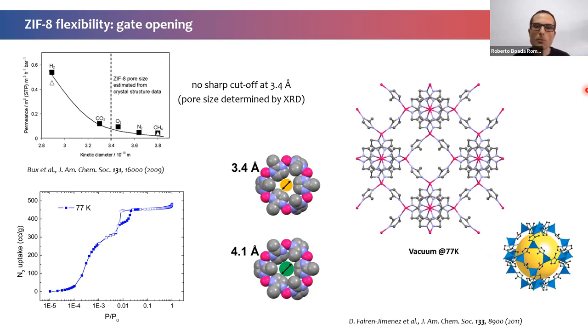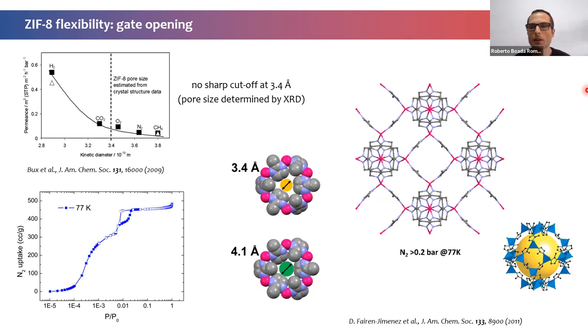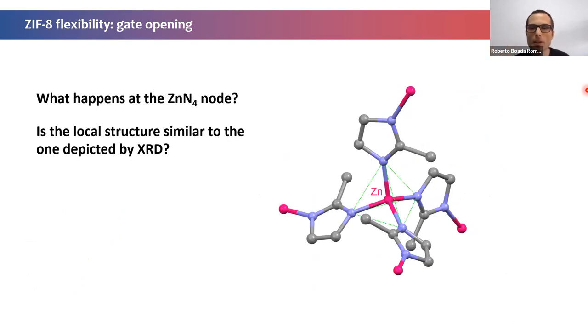We were reading about this, and this is the picture from the X-ray diffraction, but we were interested in the zinc-nitrogen tetrahedron. What is going on? If the structure is changing, if distorting this tetrahedron is changing the distances, is the X-ray diffraction picture accurate enough at the shortest distances? We wanted to go beyond the model proposed by X-ray diffraction, so we did some X-ray absorption spectroscopy experiments.